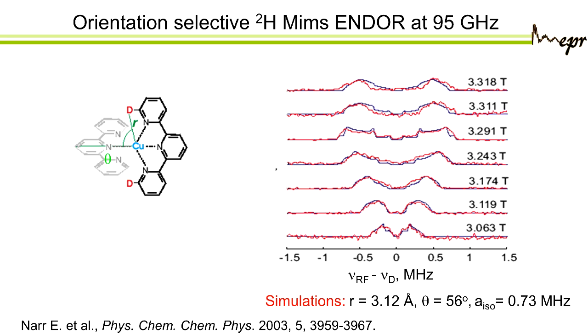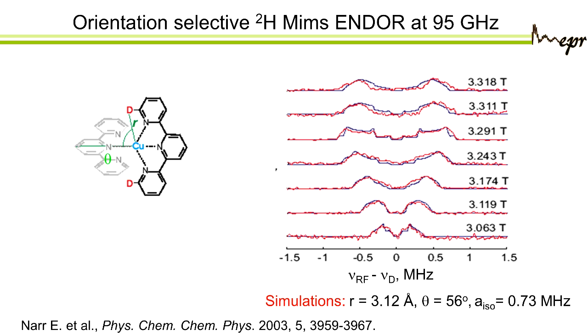So what you do is measure your deuterium ENDOR in different places along the powder pattern. You have this powder pattern, and you see how the spectrum changes. I think the red is the experimental spectrum. You see the coupling is tiny, right? The coupling goes from 0.5 megahertz to maybe 1.5 megahertz.